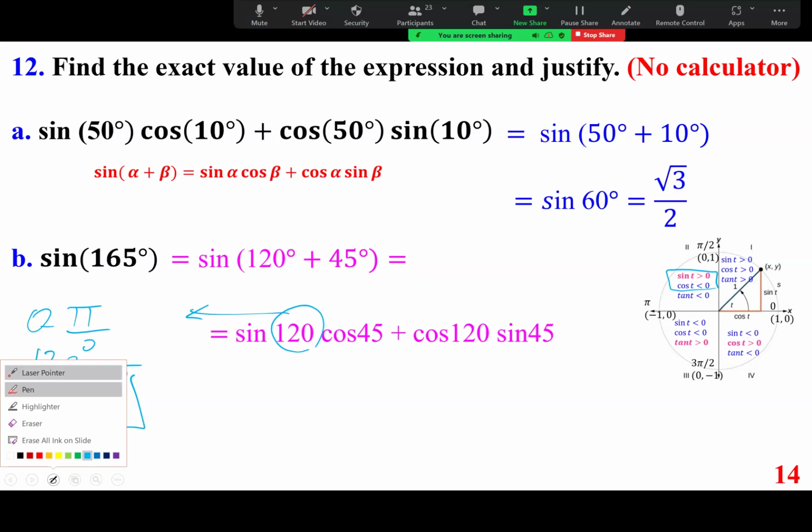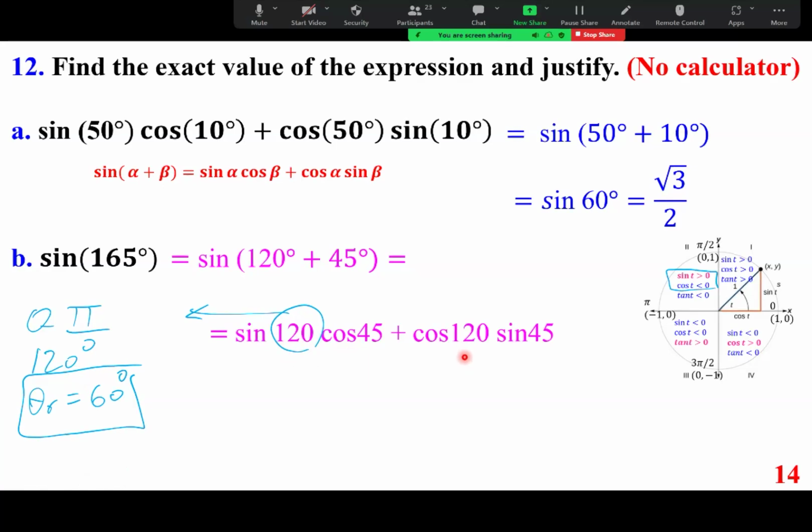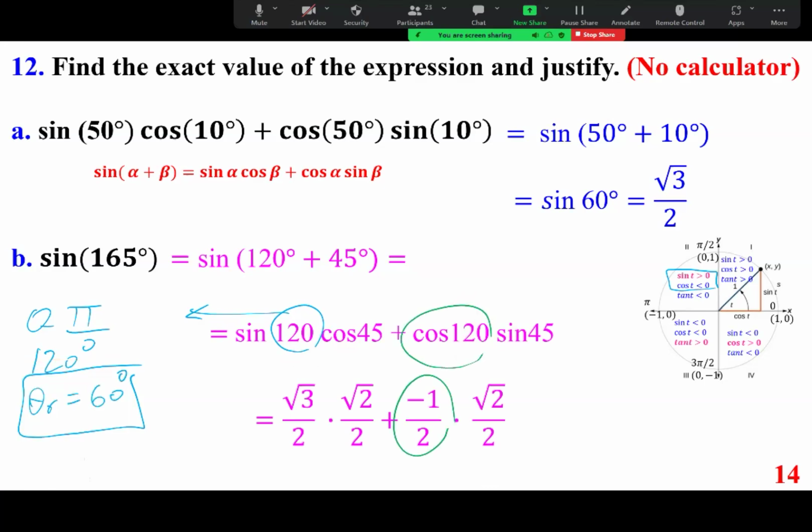So this is the same as sine of 60. Positive or negative, we established it is positive. So this is square root of 3 over 2. This is square root of 2 over 2 plus cosine is negative. So cosine of 60 is positive 1/2, but this one is negative 1/2, and this is square root of 2 over 2. So this one is negative, everybody, okay? This one is negative. So be careful with that. Make sure it makes perfect sense to you.